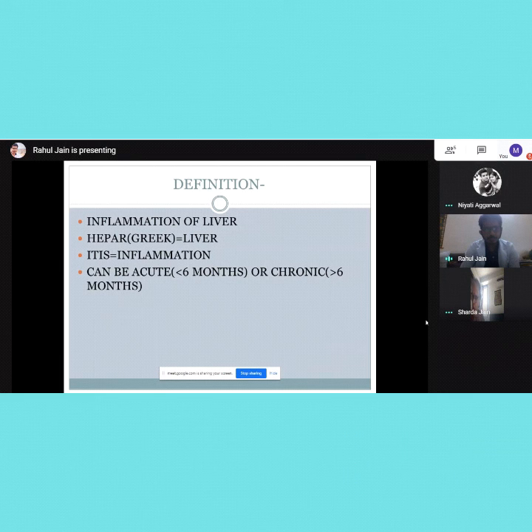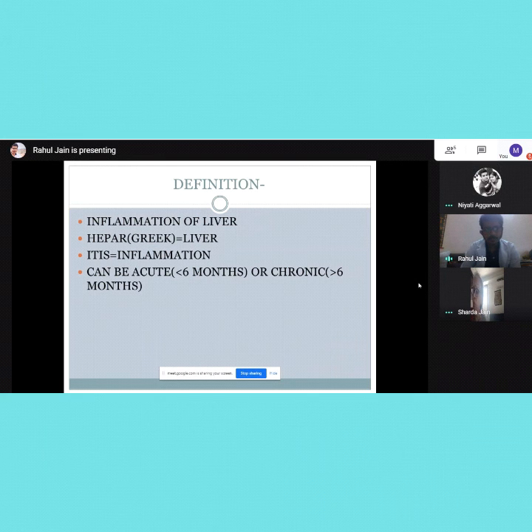Whenever we talk about inflammation in our body, it has 5 components: calor, rubor, dolor, tumor, and functio laesa. In the case of hepatitis, we have all 5 components. Calor means increased heat production at the site. Rubor means increased redness. Tumor means increased size. Functio laesa means loss of function. And dolor means pain. We know that the drug Dolo comes for pain, so dolor is for pain.